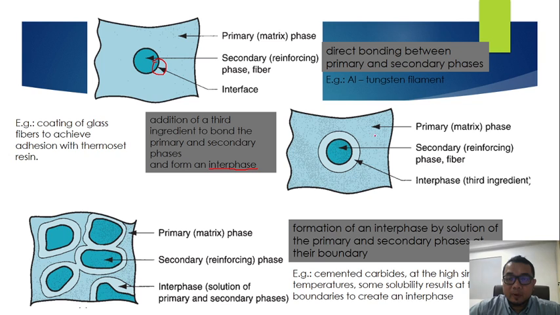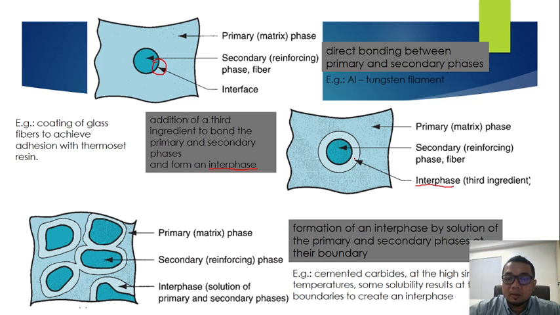Ini kamu punya primary, metrik kamu. This is your secondary, reinforcement. Dan dia tambah lagi satu ingredient. So, untuk senang kata, dia tambah 3 material. Satu kamu punya metrik, satu kamu punya reinforcement, dan satu lagi maybe it can be added as a binder. Binder ni dia dipanggil interface antara fasa.